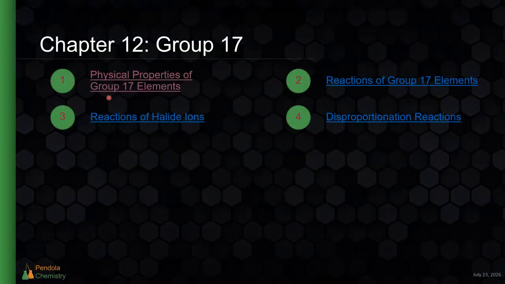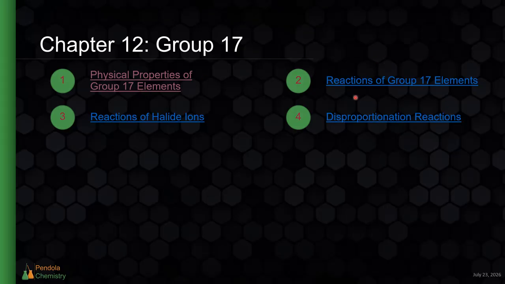Section 1, which we're going to go over in this video, goes over the physical properties of the group 17 elements. And you are actually going to need to know more than you think. You will need to be able to look not just at the reactions of these elements, but what do they look like, what states of matter do they have, etc., etc.